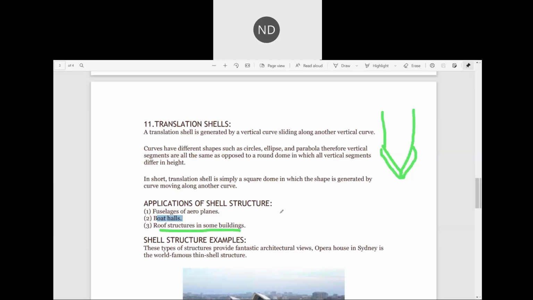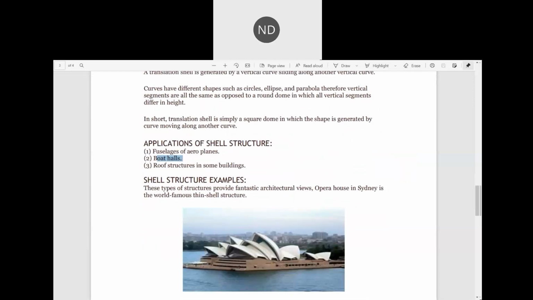The fuselage is the frame of the aeroplane. When you have this frame, you can put all the different parts of an aeroplane, and then it becomes an aeroplane. This is the application. When you are making this frame, this is your fuselage. Your shell structure can be used in those also.